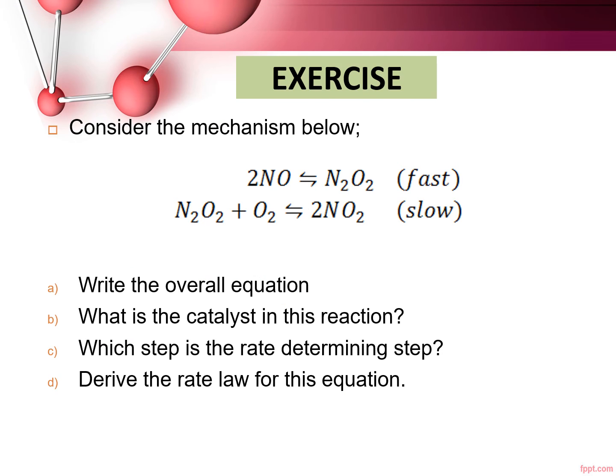So now you have the exercise. Can you do this exercise? You have the reversible. When you have this reverse, you have to find K forward over K reverse. Write the overall reaction from that.